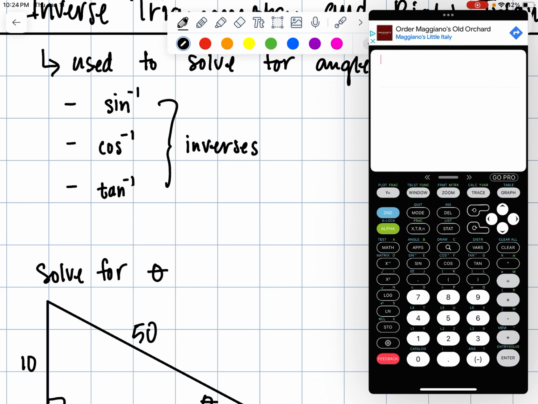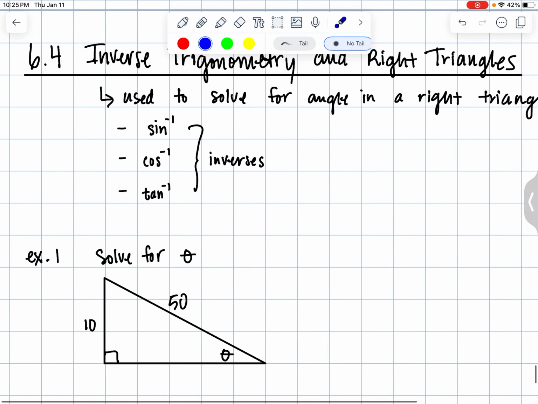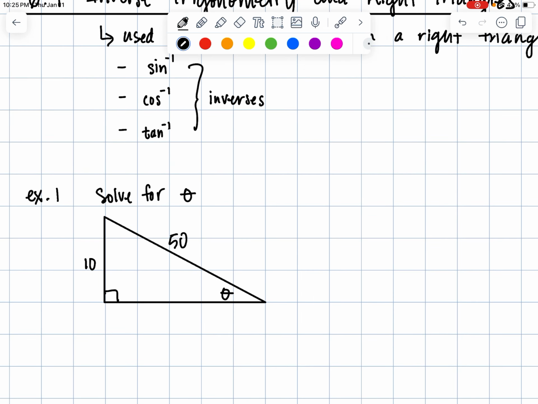If you notice in our calculator, sine, cosine, and tangent are directly in the middle, and in order to access the inverses, you have to use the second button, because inverse sine, inverse cosine, and inverse tangent are all written in blue. So when we do these types of problems, you have to use second and then the trig function that you need. So let's try this first one.